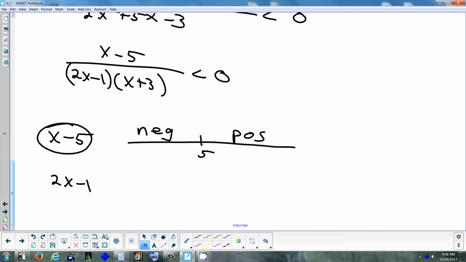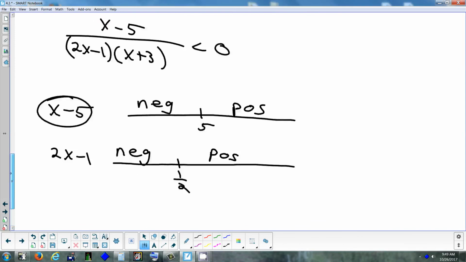2x minus 1. What value would you have to plug in for x here to make that 0? 1/2. Yeah, 1/2. And now, what would you get if you plug in numbers smaller than 1/2? Negative. Yep, you get negatives. What if you plug in numbers bigger than 1/2? Positive.